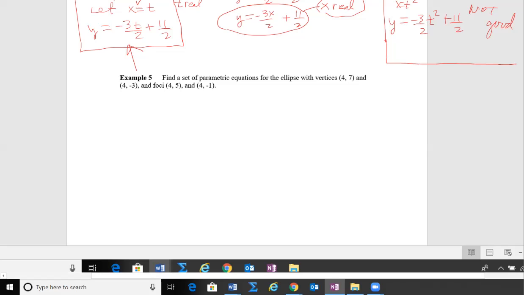We'll start off with, let's get a handle on what this looks like. I would start with a little sketch to make sure we have everything oriented right. So we got 4, 7, and 4, -3. So 1, 2, 3, 4, 5, 6, 7, and 1, 2, 3. All right, so automatically we can see that this thing has a major axis coming this way, parallel to the Y. So already we can see that our, let's see, the foci, okay, so halfway across here, which is right here, is your center.